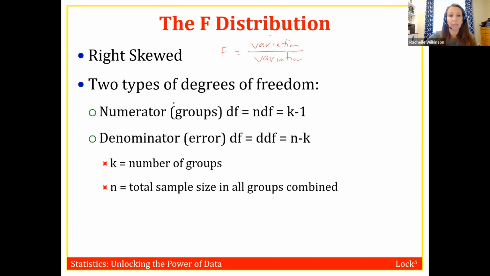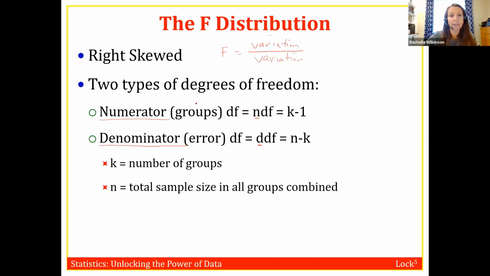Something that's different about the F distribution versus the chi-square distribution is that the F distribution has two types of degrees of freedom associated with it. It's going to have a numerator degrees of freedom and a denominator degrees of freedom. Depending on where you're looking, sometimes these end up with different names. Most of the time I'm going to refer to them as numerator and denominator, and that's what the NDF and DDF stand for here.